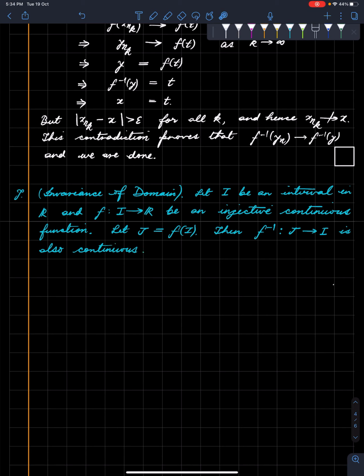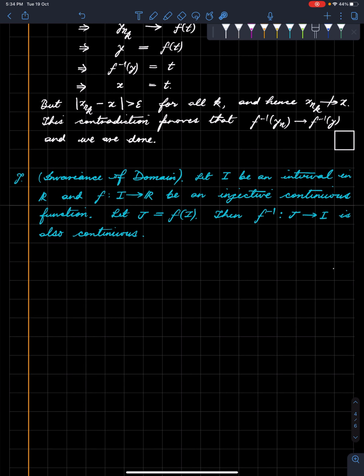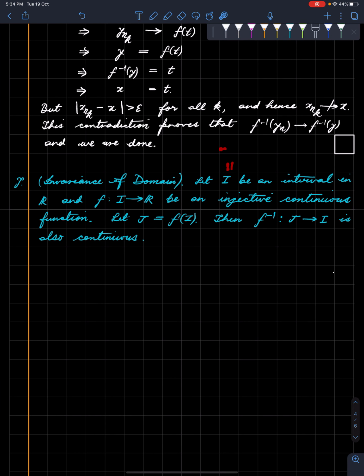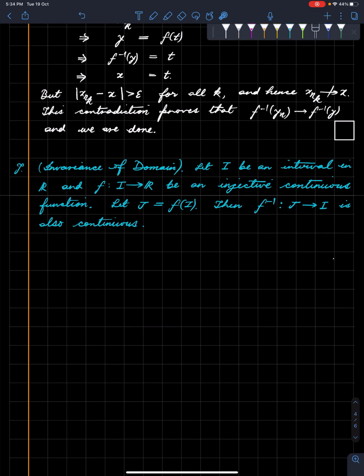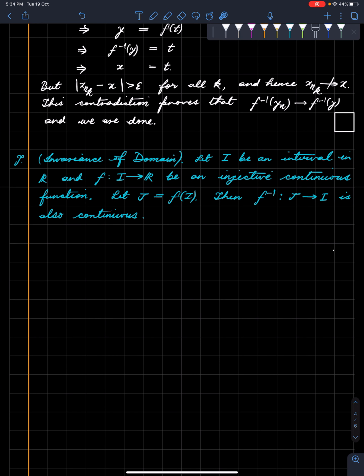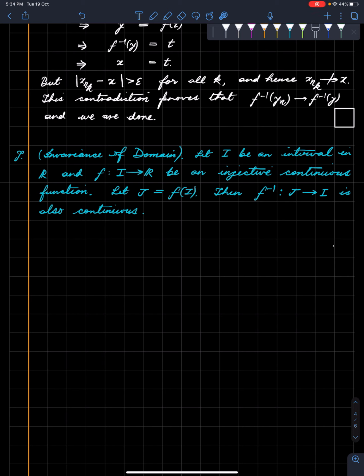So since f is assumed to be injective, f is a bijection from I to its image, which is called J. This makes sense, and the claim is that the inverse function is a continuous function. The above one is a special case where this interval I is actually a closed interval. The previous lemma is exactly that case. Here we are just saying we don't need to restrict to closed intervals. Any interval is fine.